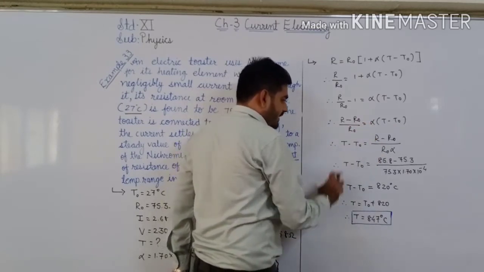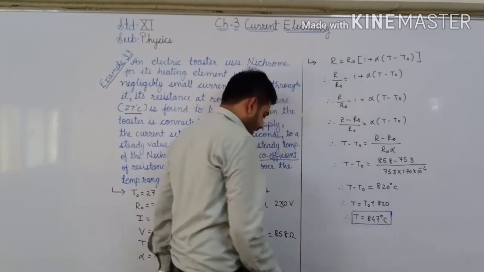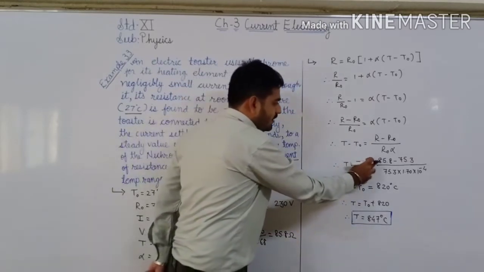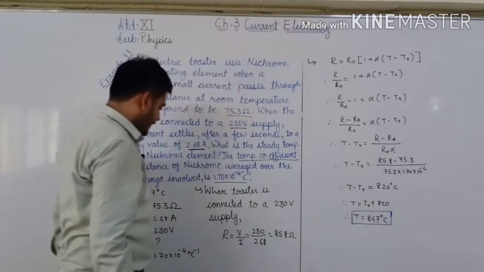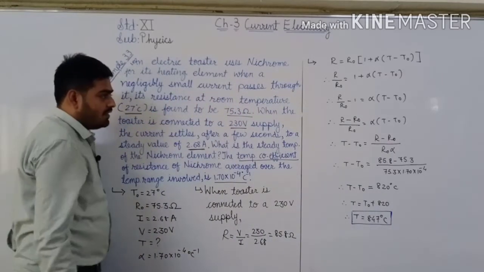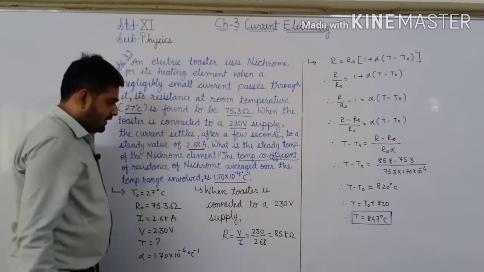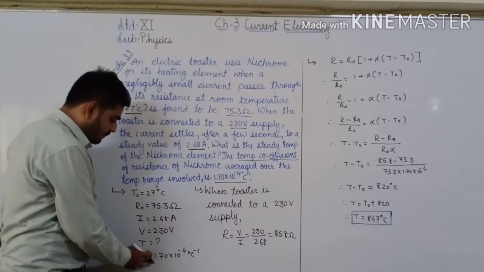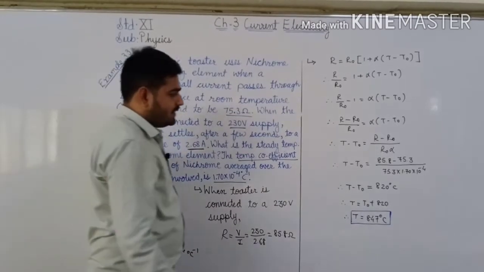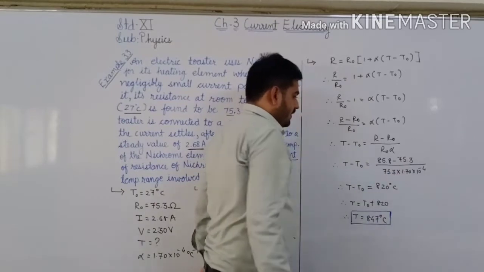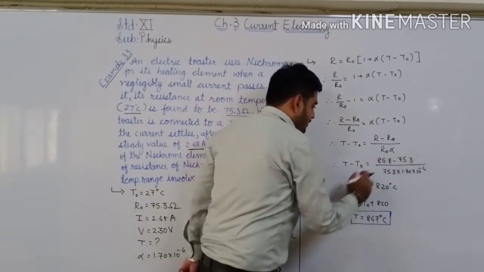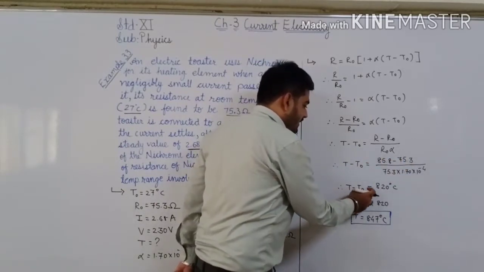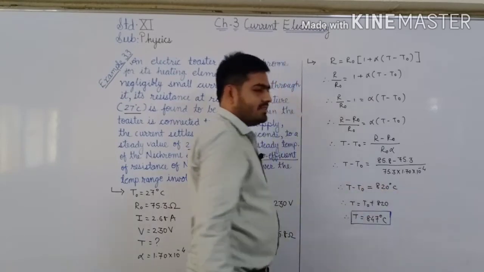T minus T naught as it is. What is the value of R? That is 85.8 ohm. What is the value of R naught? That is 75.3 ohm. And the value of alpha is 1.70 into 10 raised to minus 4. So by substituting all these values, we will get T minus T naught is equal to 820 degree Celsius.